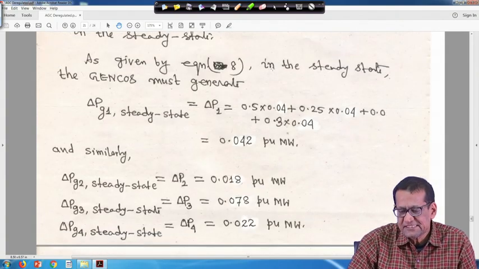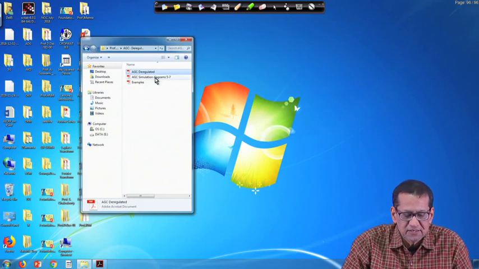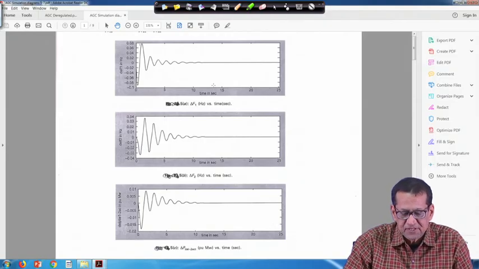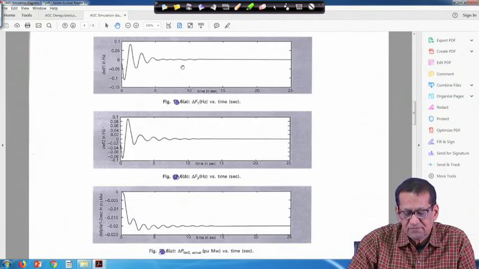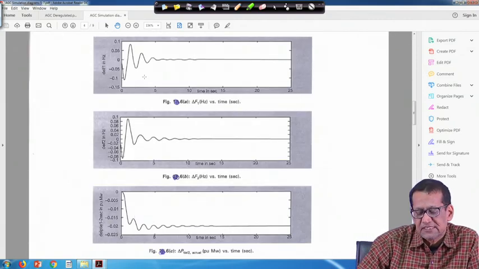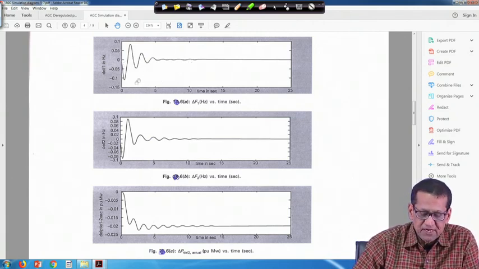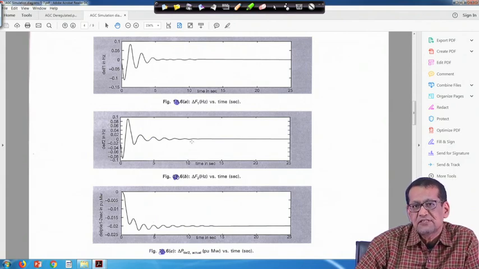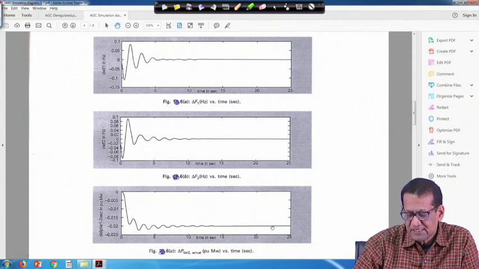Now, this is steady state, but when we simulate the responses, this is figure 5, and for case 2 it is figure 6. So, the frequency deviation at steady state is going to 0 in area 1, and similarly in area 2 also it is going to 0, right. And delta P tie actual is showing minus 0.02.